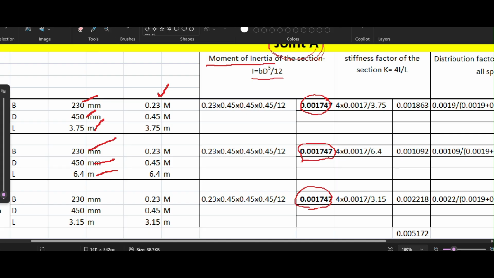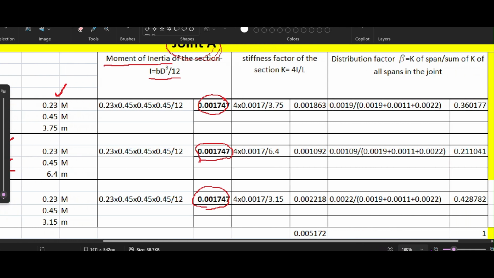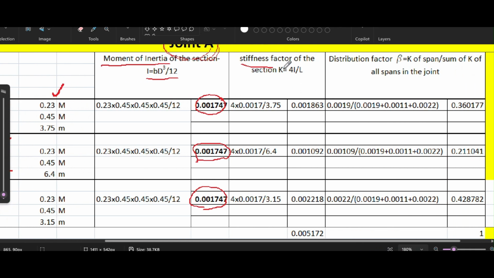Next we are coming to another item called stiffness factor. The stiffness factor formula is K equal to 4I by L. I is nothing but the same thing as we found in the previous calculation. So feed this I, that is 0.00174, here it is. The length L is 3.75 here. 3.75 into 4, this value comes as this much. This is called the stiffness factor.